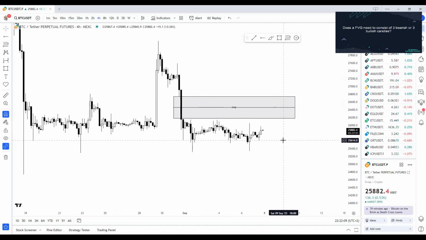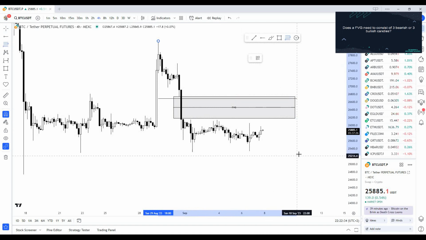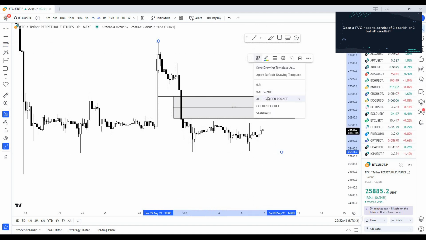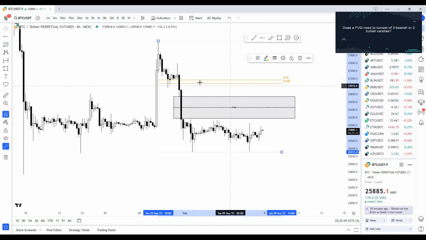But what you then do is that you have to look at confluences. So should there be EMAs? Is there any other support and resistance in this area? Is there a trend line? Is there a golden pocket Fibonacci extension in this case, because we had a down move? So you can see if I draw a fib retracement from the highest high to the lowest low, and I make it golden pocket, you'll see that the golden pocket is above that FVG.